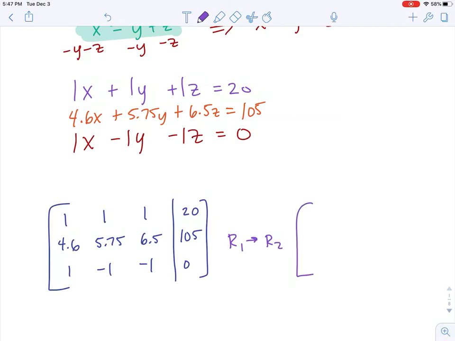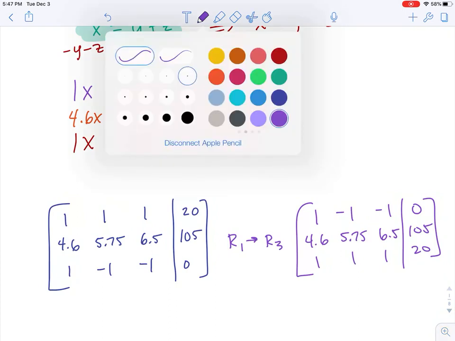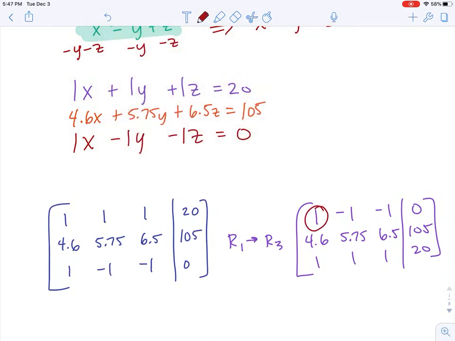So my new matrix is going to be 1, negative 1, negative 1, 0. We're not switching row 1 and row 2. We're switching row 1 with row 3. Row 2 is going to stay the same. And row 1 is moving down to row 3, so 1, 1, 1, 20. Now again, the reason why we perform this step first is because now I have a positive 1 in 2 of the places that I needed a positive 1 for.